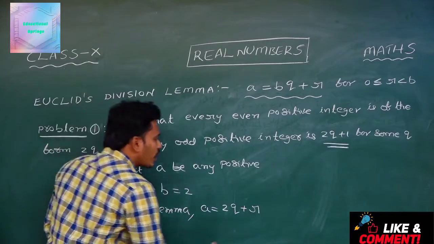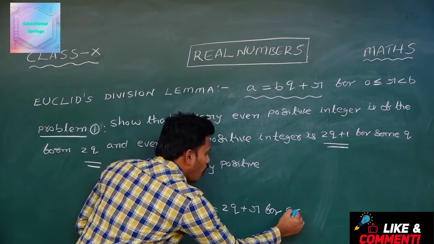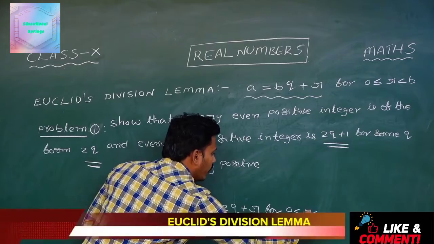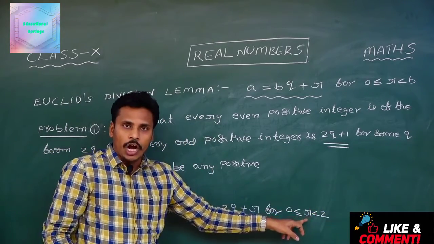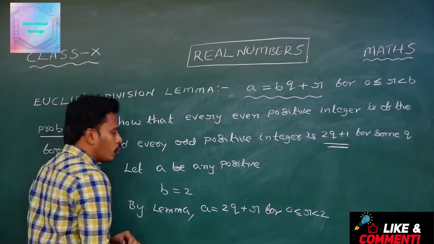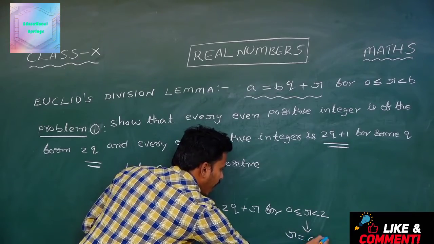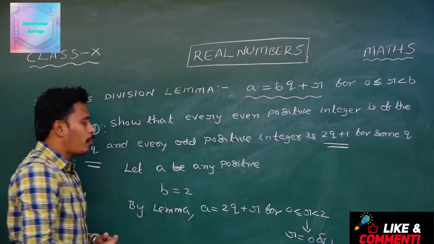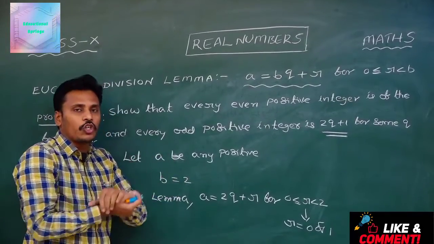Then what are the restrictions on r? The value of r is in between 0 and 2. Here 0 is included for r and 2 is not included. Since r is in between 0 and 2, r has two possibilities, either 0 or 1. No other possibility is there, because r is an integer which lies in between 0 and 2.